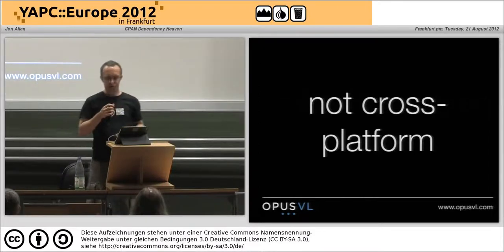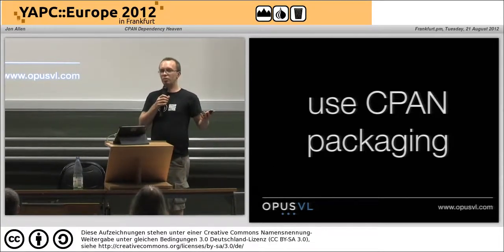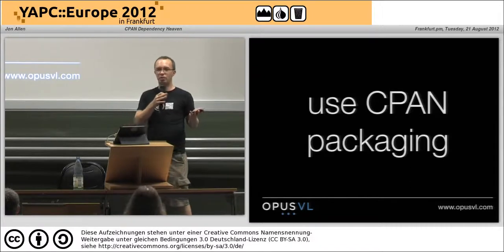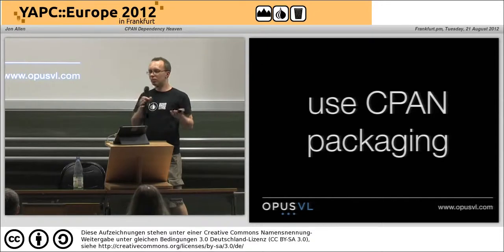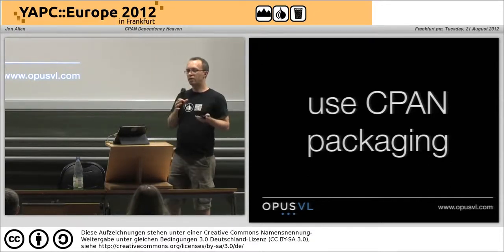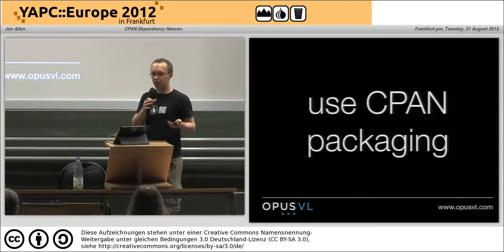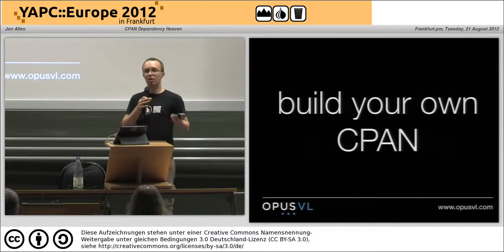So what I do and what we do at Opus VL is to use the CPAN packaging system. CPAN modules install fine. We've got the dependency problem covered. We've got CPANM, we've got local::lib. From that perspective, it is a solved problem. So how can we use the CPAN packaging system for our own code? Essentially, building our own CPAN and uploading to that.